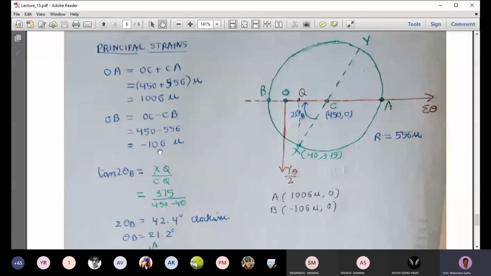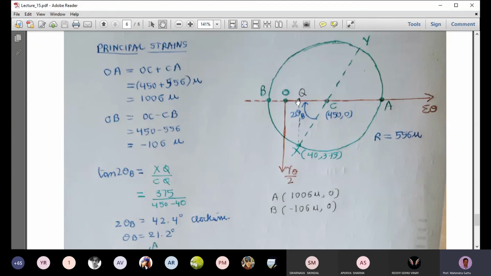So we want to know how the lines are oriented with respect to the initial lines. The principal axes. We want to know the orientation of those principal axes. So first we'll look at point B. It looks easier because it is closer to this CX line. So if we want to go to point B, we have to move along the arc by an angle of 2 theta B. So this 2 theta B we have to calculate.